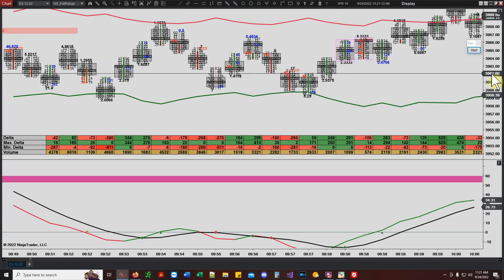You have to pay attention to market structure. You have to be looking at the delta, the max delta, the min delta, the volume. All this stuff comes into play. And it took me a minute. And when I say a minute, in the twilight zone, a minute might be a couple of years to really understand what's going on when you're looking at order flow.